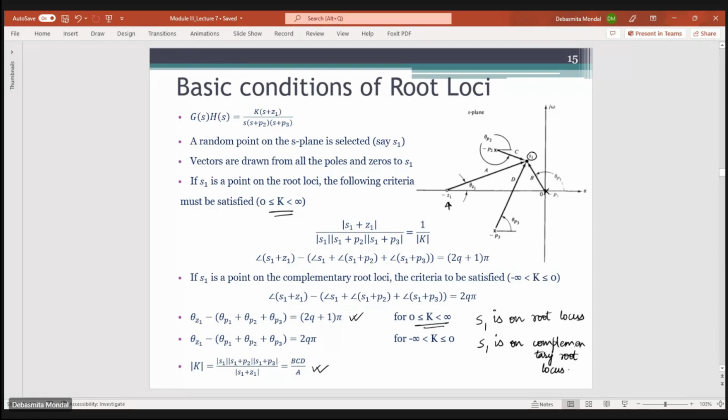So in order to draw the root locus, we don't have to select all points and then apply this angle criteria and magnitude criteria. If you simply follow the rules which we'll discuss in tomorrow's class, you can draw the root locus. Those rules have been designed in such a way that the angle condition and the magnitude condition are satisfied. So we'll continue discussing the root locus in tomorrow's class.